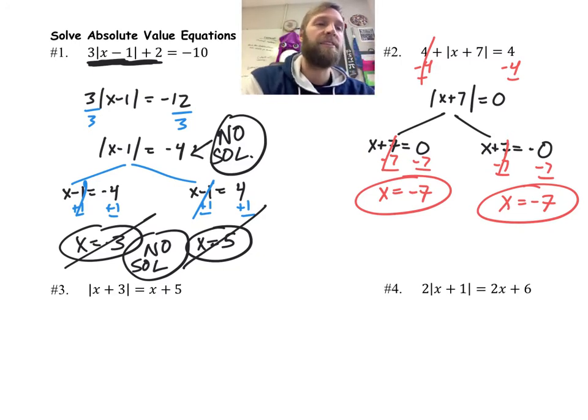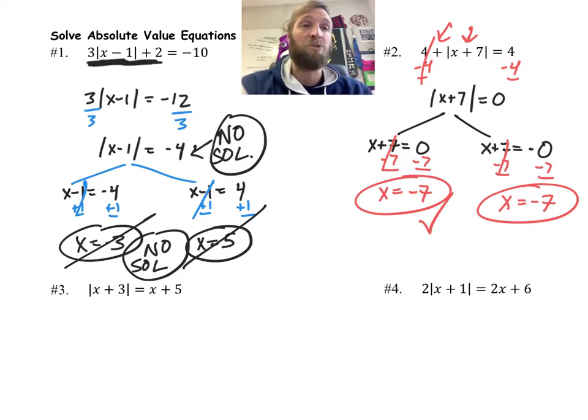It's not an extraneous solution. Plug negative 7 back into the original. Negative 7 plus 7 is 0. The absolute value of 0 is 0. 0 plus 4 is 4. Boom, that works. So really, we only have one answer. I'm cool if you write it twice. No worries, I'm not going to take off points or anything like that.